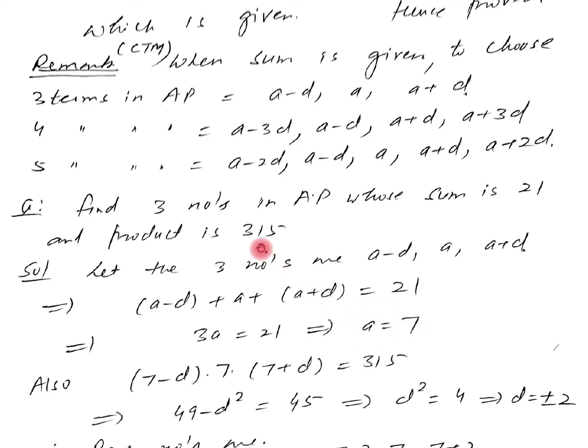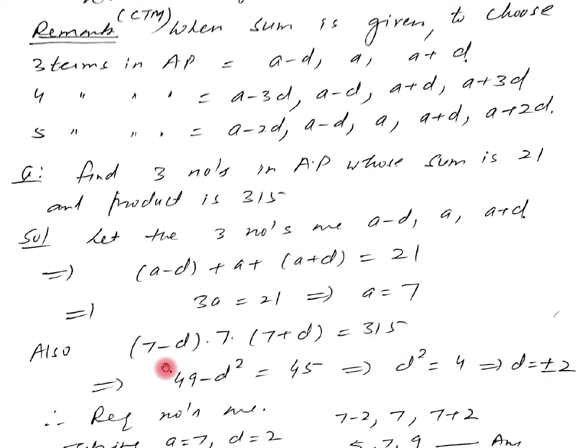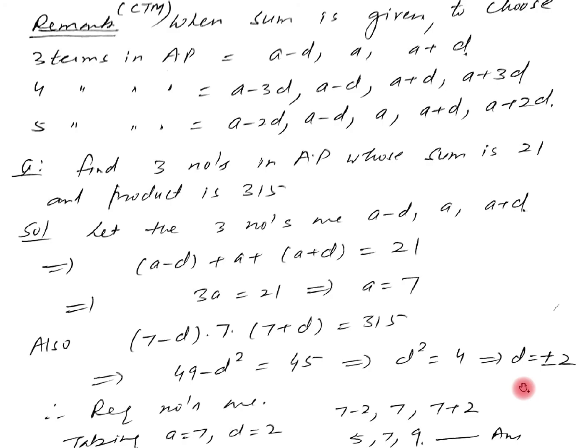Then the second, the product is given. Putting the value of A equal to 7 and multiplying, we are getting the product. It becomes 7 minus D into 7 plus D equal to 315. Again simplifying it, A minus B into A plus B, A square minus B square. Then taking this 7 square to this side, it becomes 49 minus 315... D square equal to 4, D equal to plus minus 2, because D can be positive, it may be negative. So we are accepting both the values of D.